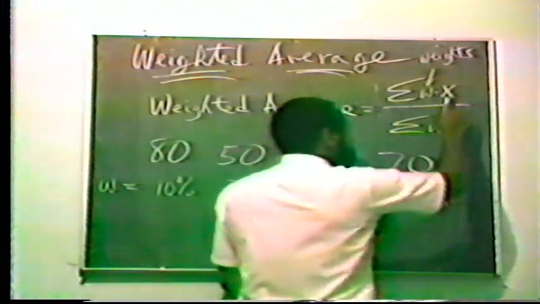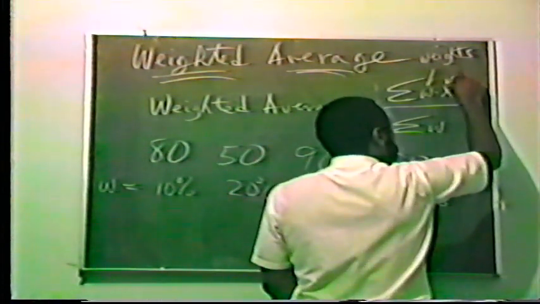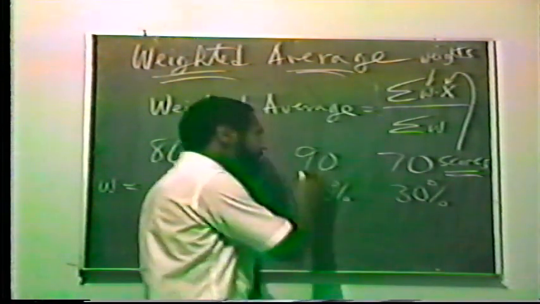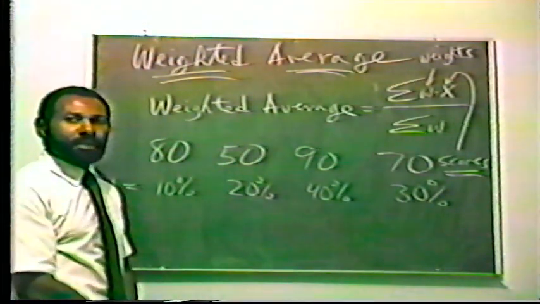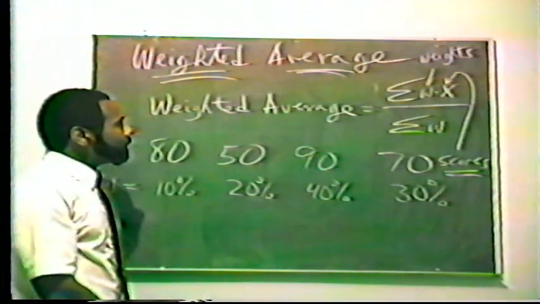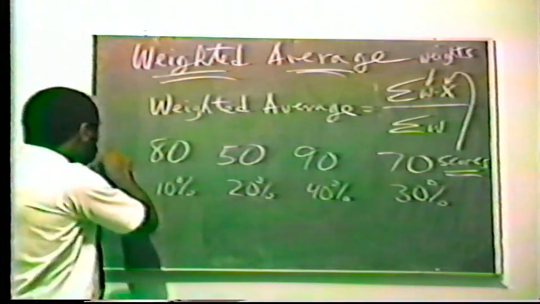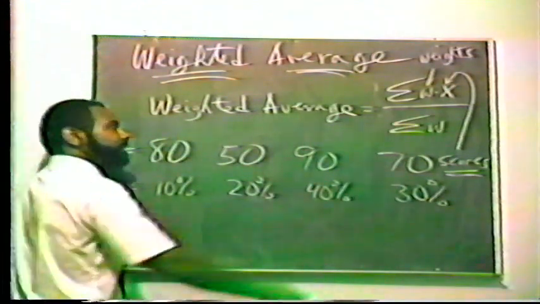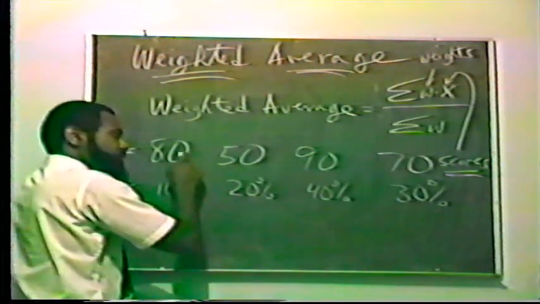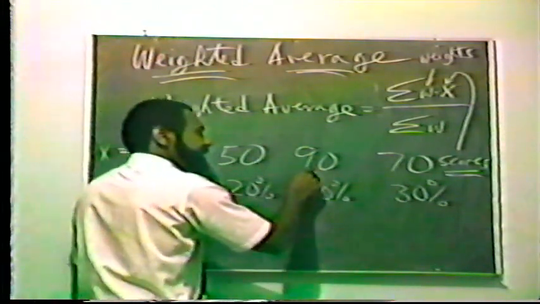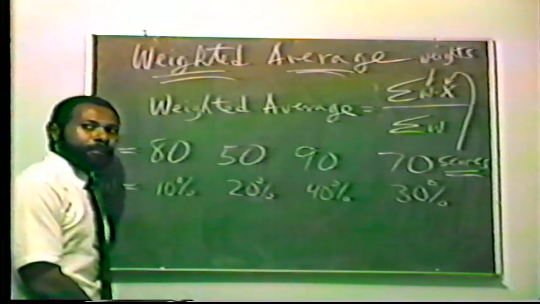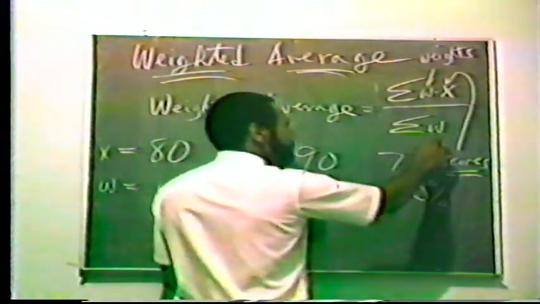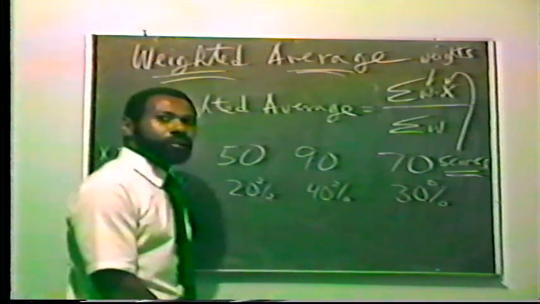Now, the variable X, as before, represents the scores. In this case, we're talking about test scores. So the scores are represented by X. In the formula, you have X. In the actual situation, you have 80, 50, 90, and 70. Now, in the denominator of the formula, you also have, again, W, which represents the weights.